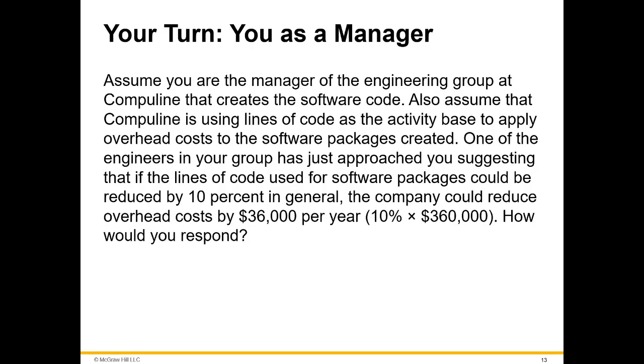So assume you're a manager of the engineering group at CompuLine and you create the software code. Also assume that CompuLine is using lines of code. One of the engineers in your group has just approached you suggesting that if lines of code used for software patches could be reduced 10% in general, the company could reduce overhead costs by 36,000. How would you respond? Well, it's not just reducing the number of lines of code used, it's actually reducing the amount of overhead. And so if you can reduce the amount of overhead, then you could assign less, right?